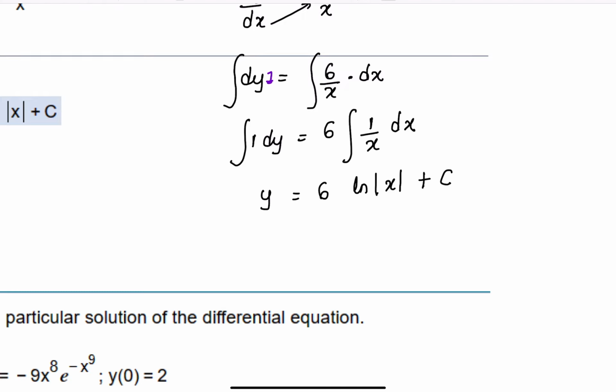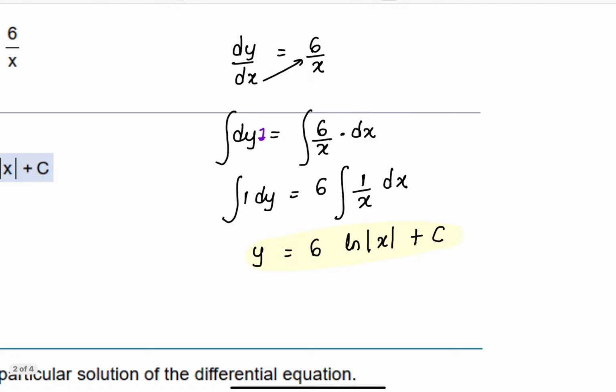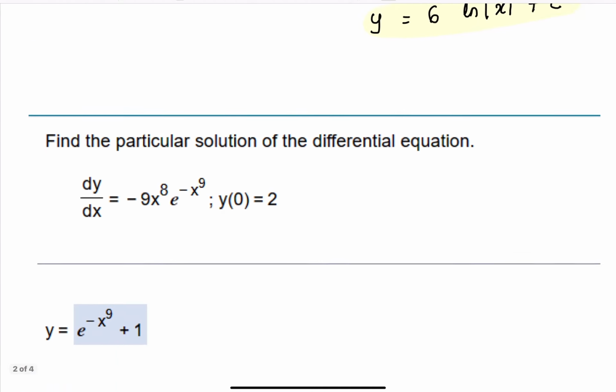So all you're doing is you're working your way backward. Now go ahead, find the differential of this one. You will get back to the same function. All right, let's go ahead and see the next one.